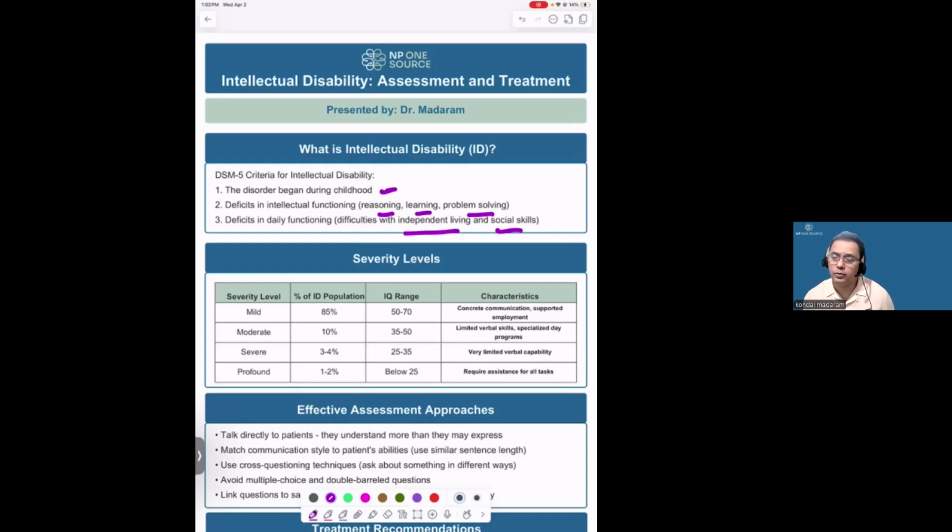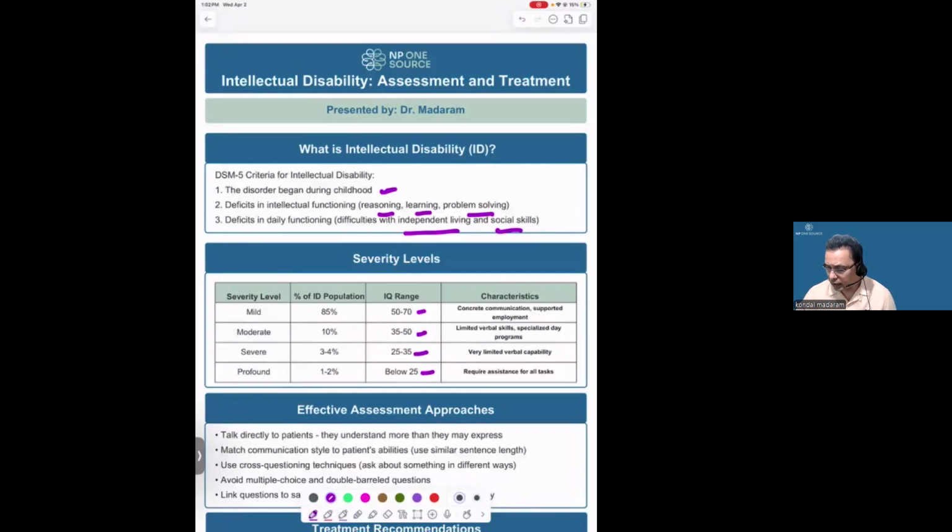So, to diagnose IDD, you need intellectual testing, IQ testing, and based on the scores, they're divided into mild, moderate, severe, and profound. So, when you look at the severity levels, the mild is 50 to 70, the moderate is 35 to 50, the severe is 25 to 35, and profound is below 25.